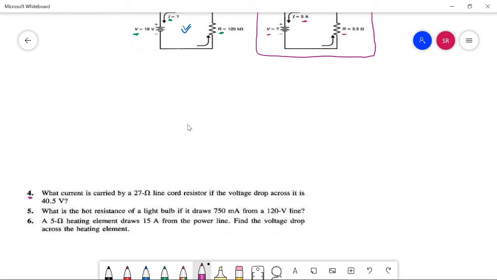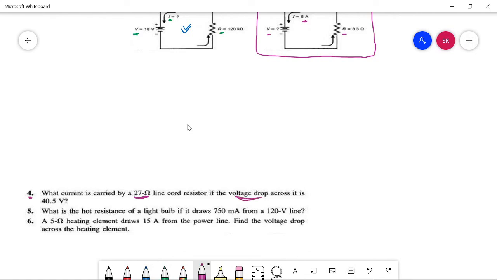What current is carried by a 27 ohm? Look, this is a value. It's giving us a unit, so we must be able to recognize what this unit is for. And what current is carried by a 27 ohm line cord resistor if the voltage drop, new term, voltage drop, what does this mean?